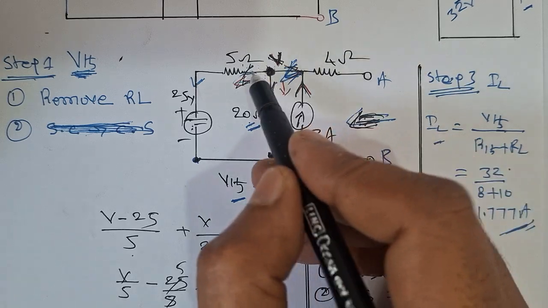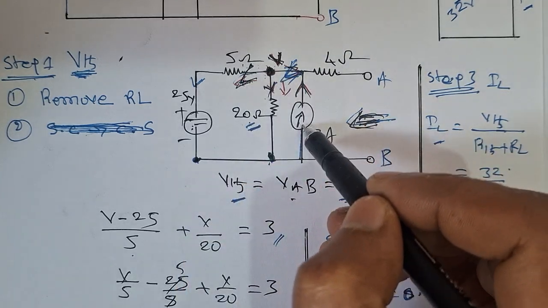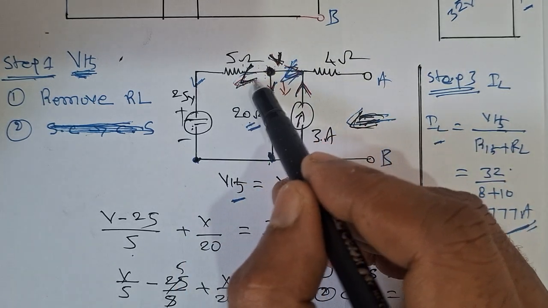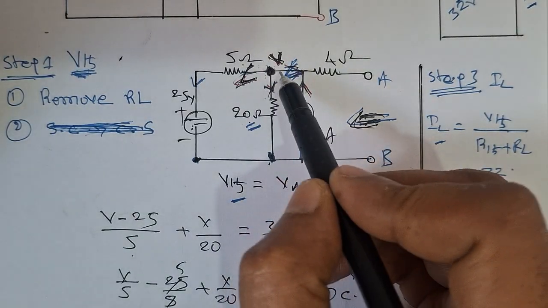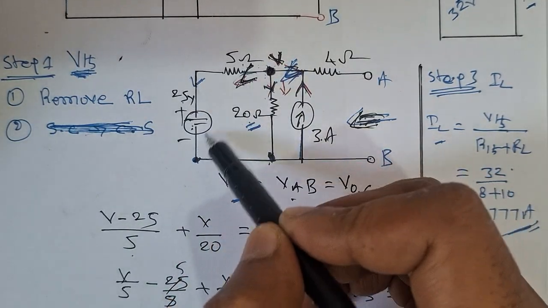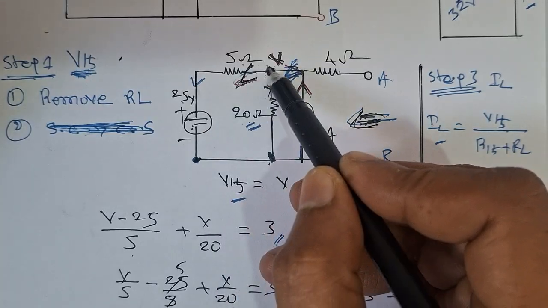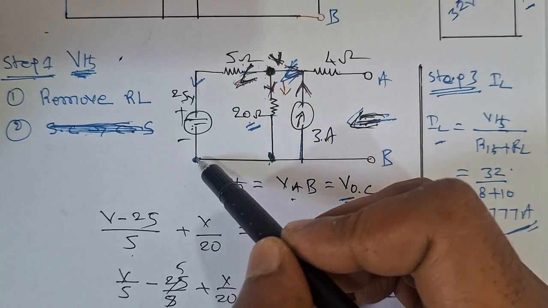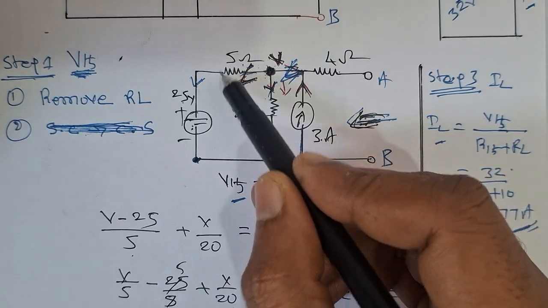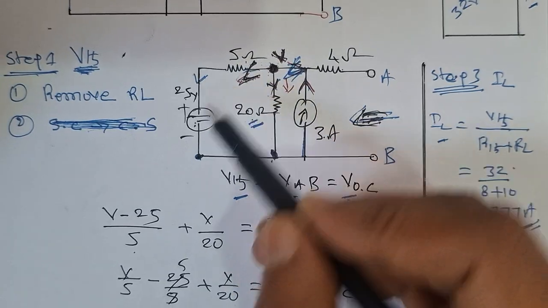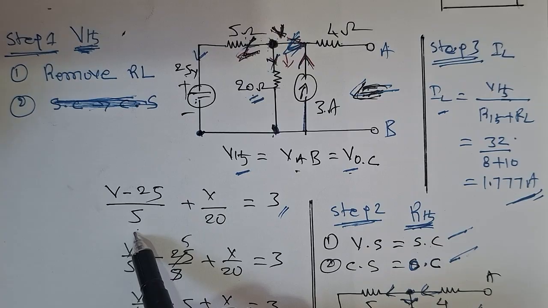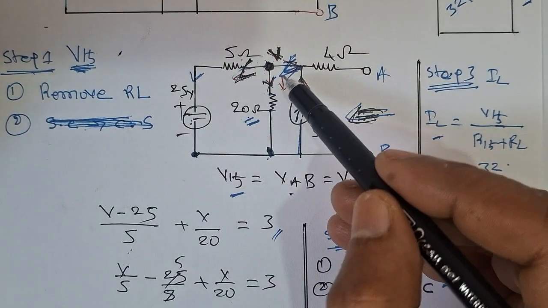So for the time being, for this process, we assume that this is the current coming. V minus 25 is the potential difference between these two terminals. Therefore, I can calculate potential difference divided by resistance to get the current. So this is (V minus 20) by 5, the current coming in.